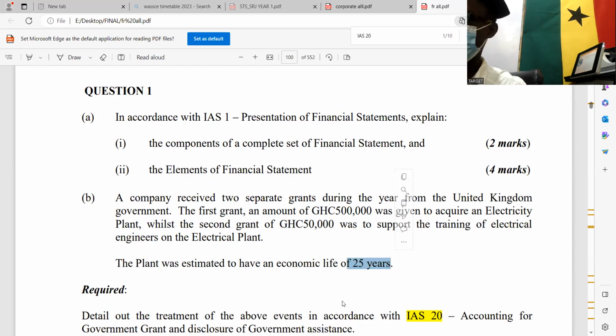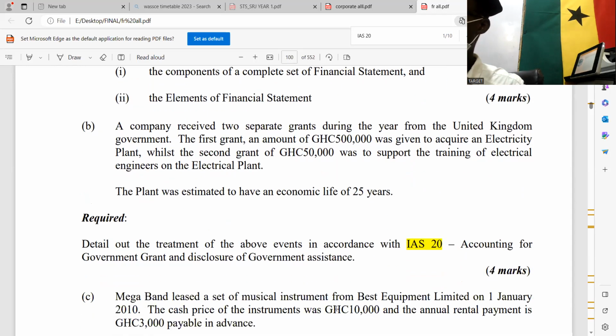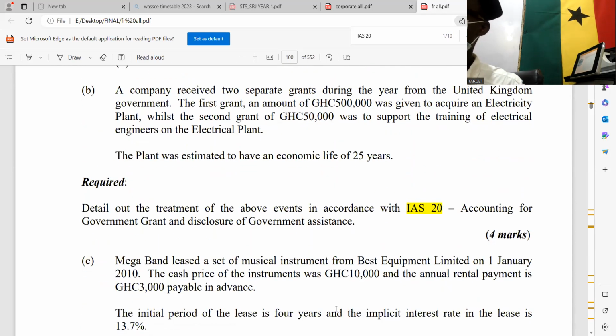Sometimes they will tell you the method that the entity uses. Here, they didn't tell us. So I adopt any of the two methods, whether the deferred income approach or the deductive approach. Adopt any of them and do the treatment. That's all. You are done with this question. Very, very interesting.